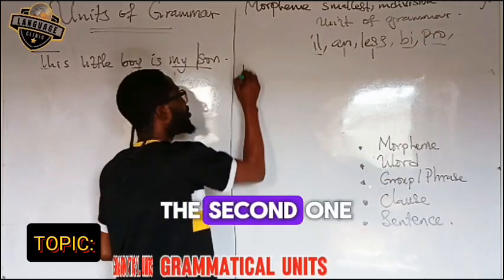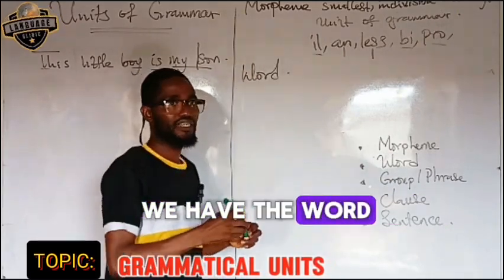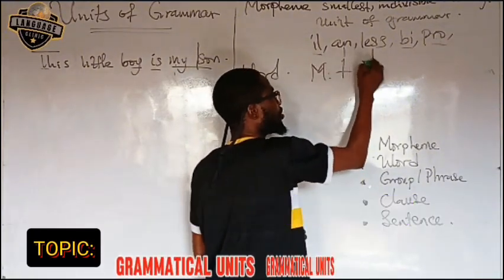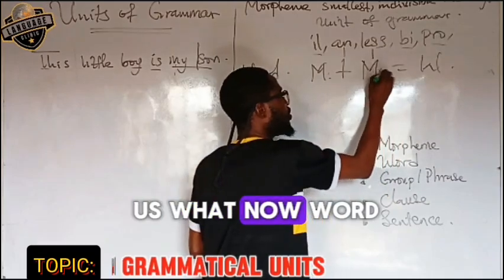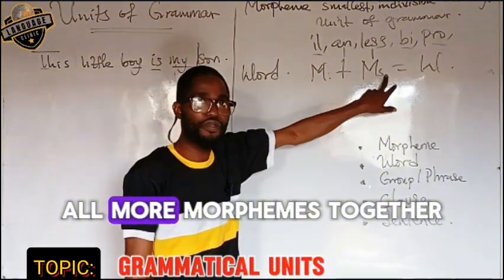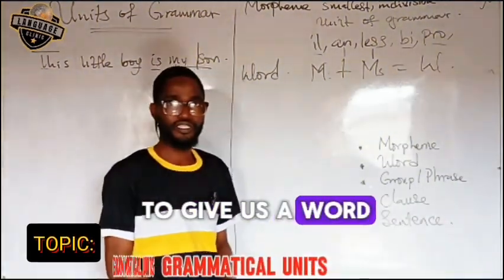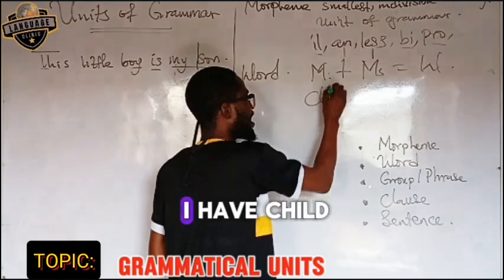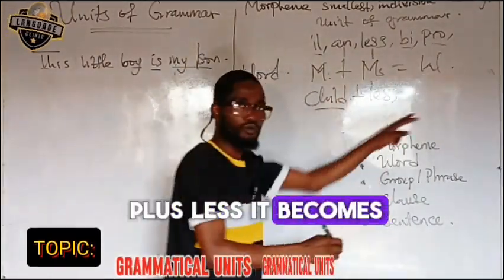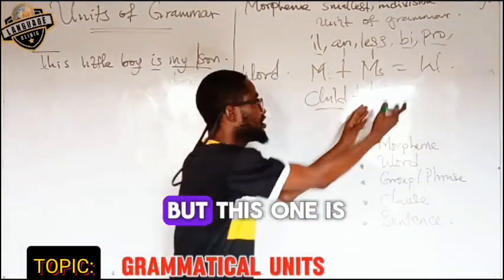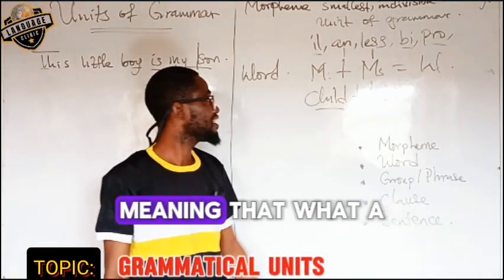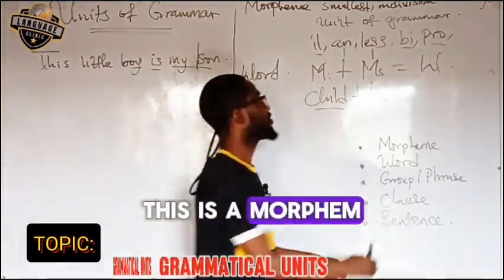Then we move to the second one, which is the word. The word simply means morpheme plus another morpheme is going to give us what now? Word. Meaning that we can have one or more morphemes together to give us a word. A good example, let me give you one. I have child. Child is a morpheme because we can no longer break it. Then if I have plus less, it becomes what? Childless. This is a word, but this one is a morpheme on its own, and this is equally a morpheme on its own. Meaning that child is a morpheme, less is a morpheme.